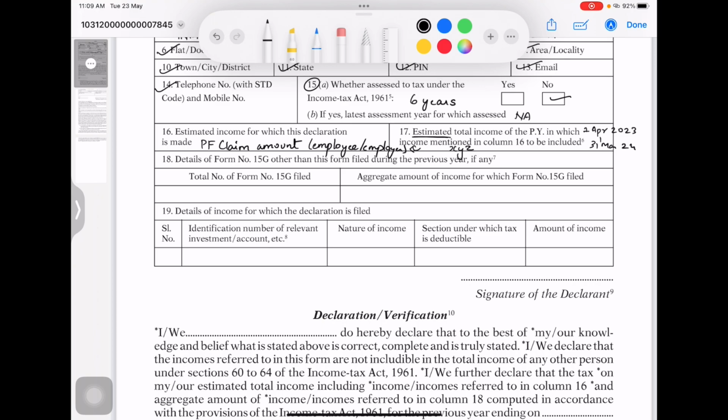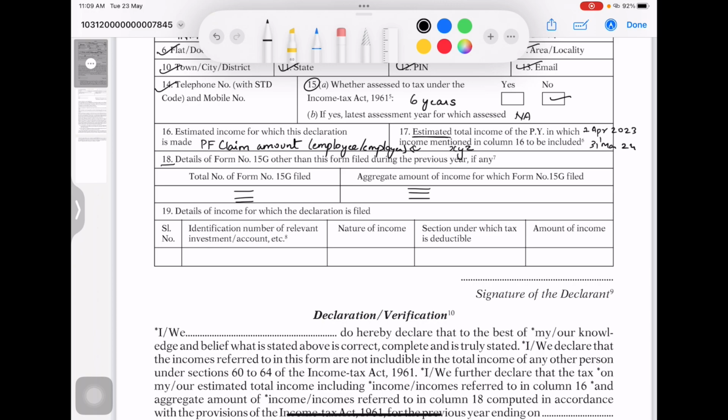So now let's go to the 18th part. So this is how many other Form 15Gs you have filled up. Let's say you have filed your 15Gs for fixed deposits in a bank, or you have filed your 15Gs because you were claiming TDS, so that the interest on dividends does not get taxed. So you have submitted to some corporation or a firm. Those details you're going to fill here, and the aggregate amount for which those particular 15Gs were filed.